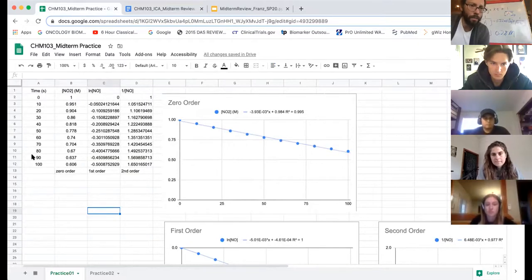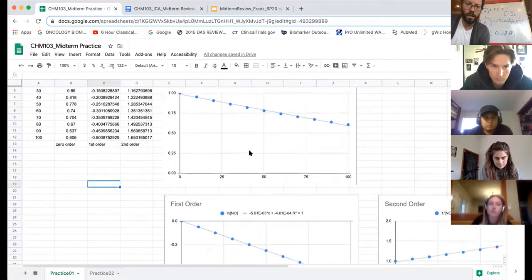Here's my time. And then in column B, wait, can you see my screen? Can you see this? Okay. So column B is just the concentration, so that would essentially be zero order. Here's the natural log of concentration, first order. And then here's 1 over the concentration, so second order.